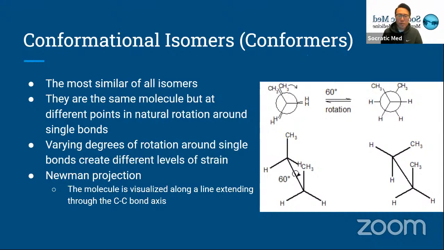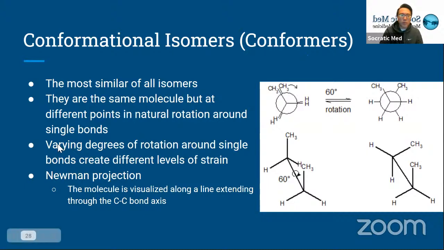The first stereoisomer is conformational isomers, sometimes also known as conformers. These are the most similar of all isomers. They're basically the same molecule, but at different points in their natural rotation around a single bond. Single bonds, unlike double or triple bonds, are not rigid, so the molecules can rotate while connected to each other by single bonds.